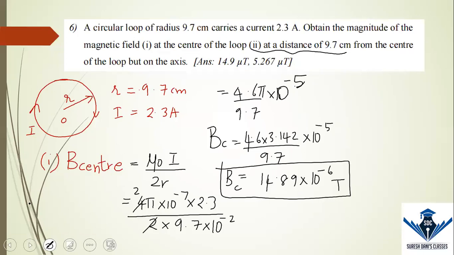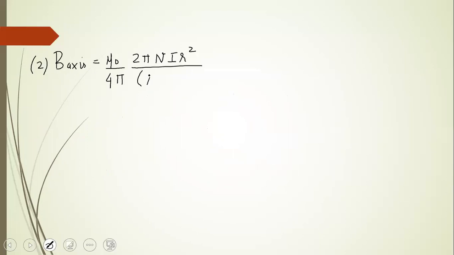Notice that your x distance and your radius, both have been given the same. And if you remember yesterday we discussed this formula. I hope you were there for the lecture. We discussed the B axis formula, which was mu naught upon 4 pi, remember this, 2 pi n i r square upon r square plus x square raised to 3 by 2. Okay, r square plus x square raised to 3/2. You remember this formula, right?